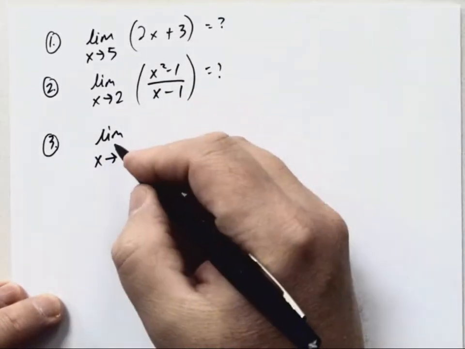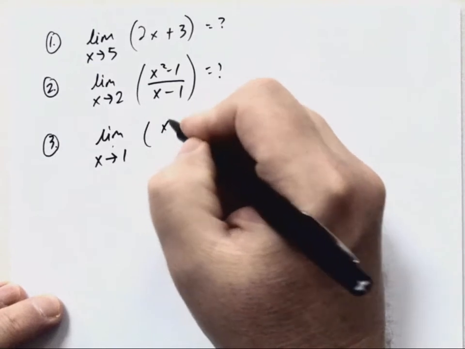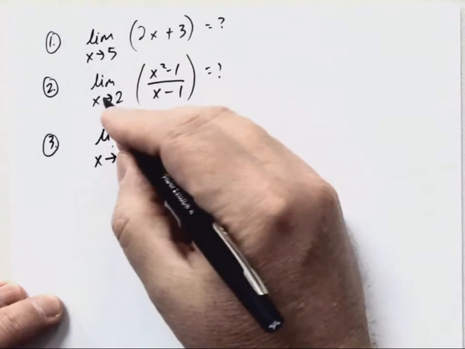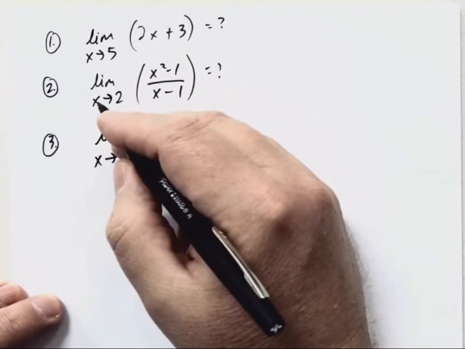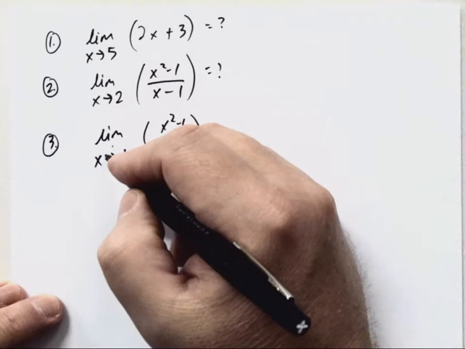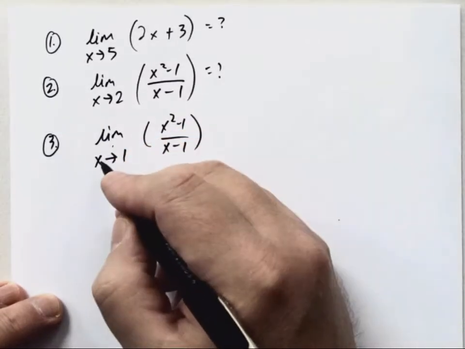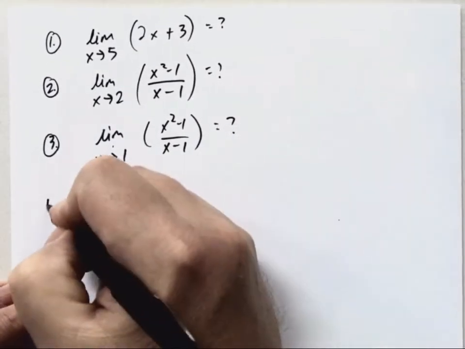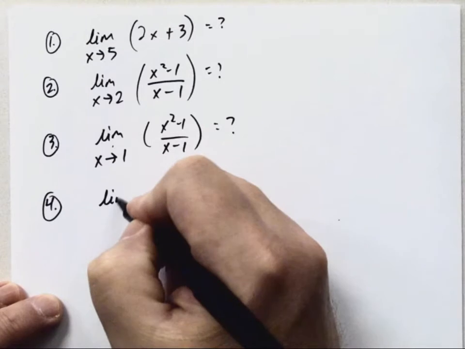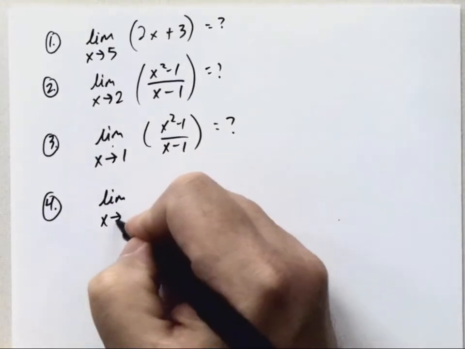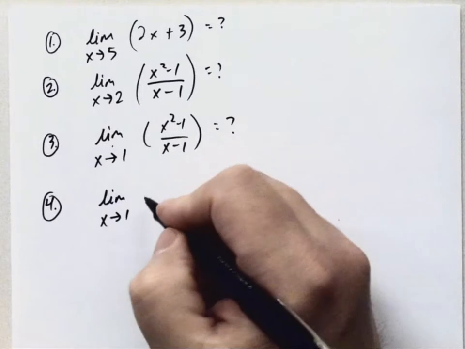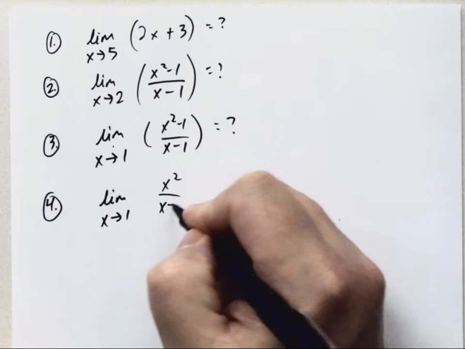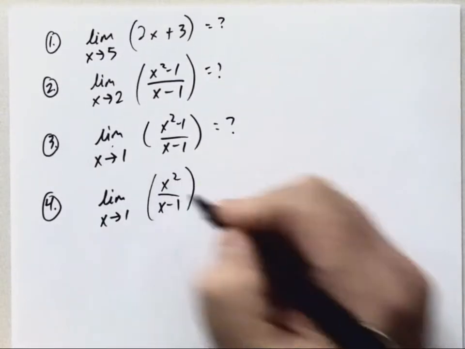Now what's interesting is for this third one, I actually have the same function as the second one. The only difference is this one I'm looking at the limit as x approaches 1. The function is the same. And then the fourth one, the limit as x approaches 1, looks a lot like these two, but not quite the same: x squared over x minus 1.